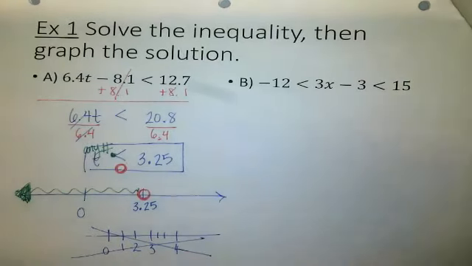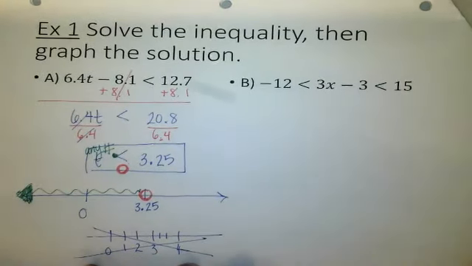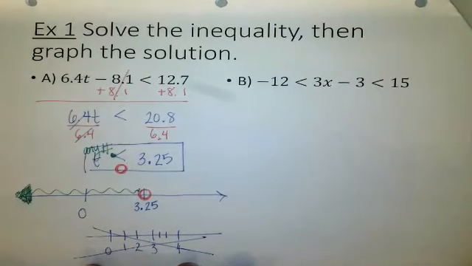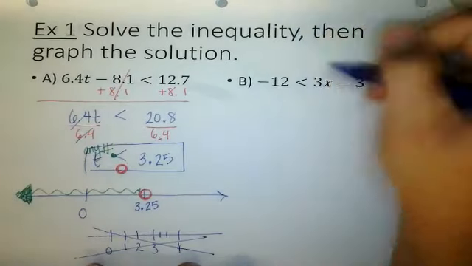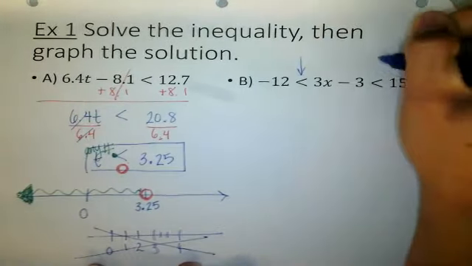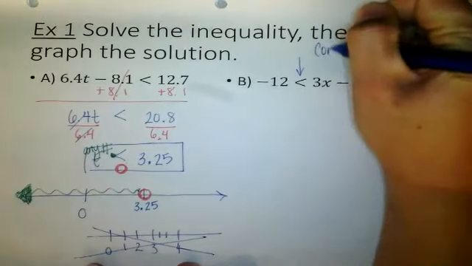All right, letter B. What's different about letter B? Yeah, we got 3 sections here. We've got 2 inequalities. This is called a compound inequality.